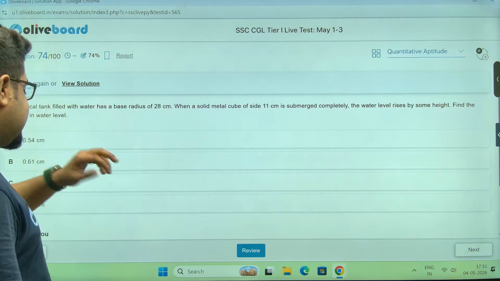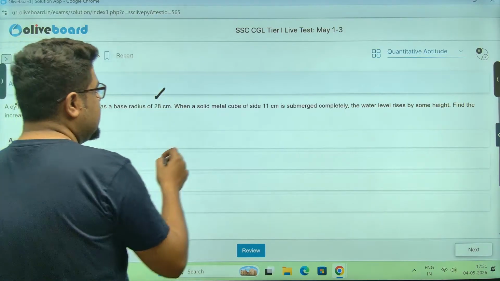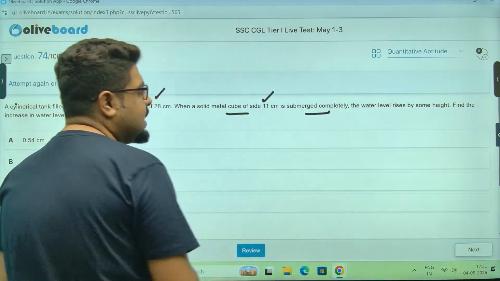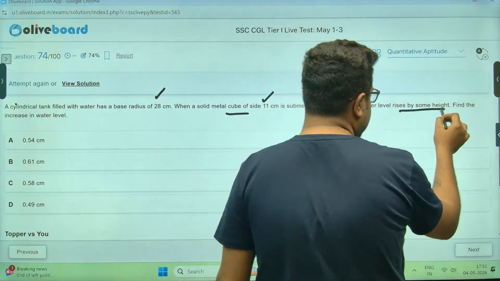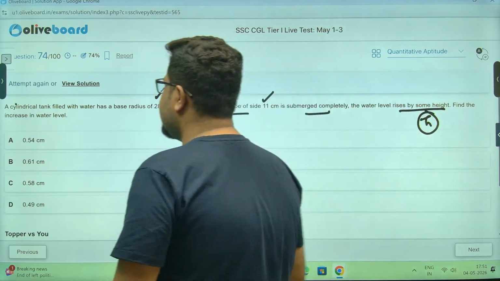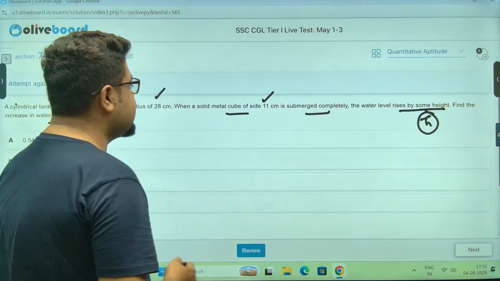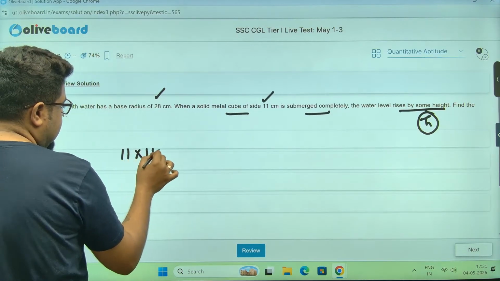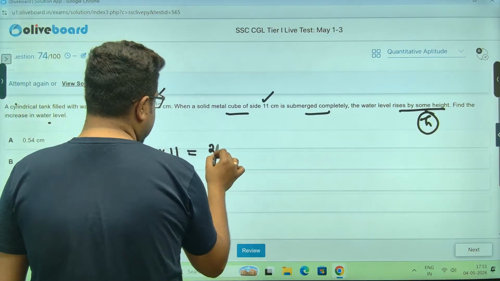I guess a couple of questions are left only. Cylindrical tank, base radius given, a solid metal cube is submerged. Like the water level has risen, certainly, by some height h. Find the increase. Volume equals volume, according to Archimedes principle. Volume of this is 11 into 11 into 11. 11 cube is equal to pi r square h.